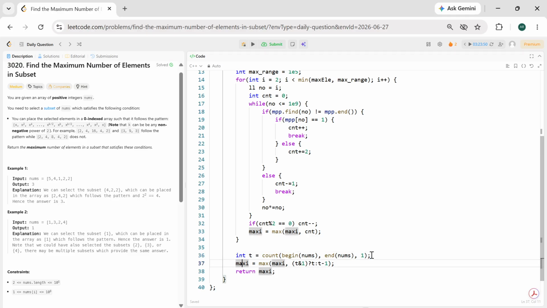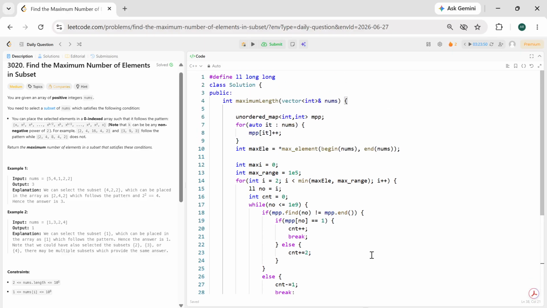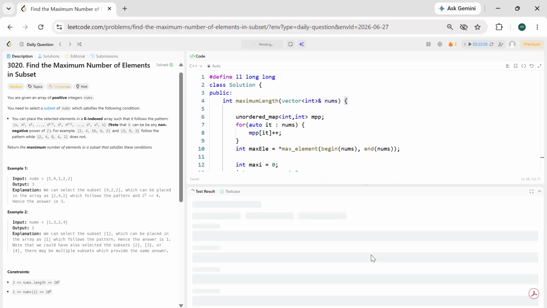And again, I have a current maximum. If you see that the occurrence of 1 is odd, I'll simply say that is my answer. But if the occurrence of 1 is even, I'll subtract it by 1, because I always want the odd. And whatever the value, I'll compare it with the current maximum, and finally I return it. So I hope it is clear. Now let me test the code, test the result.